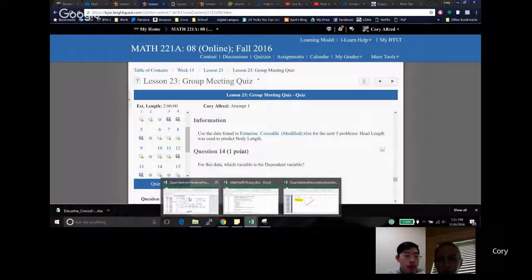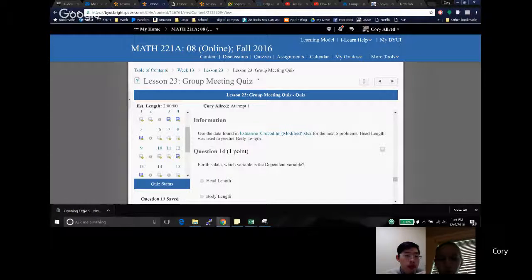Oh, body length. Okay, so now we come back to this. Where did I have it? Oh, right there. I haven't opened it. So I have to open up the crocodile thing. Oh, I don't even need to open it to answer that question.